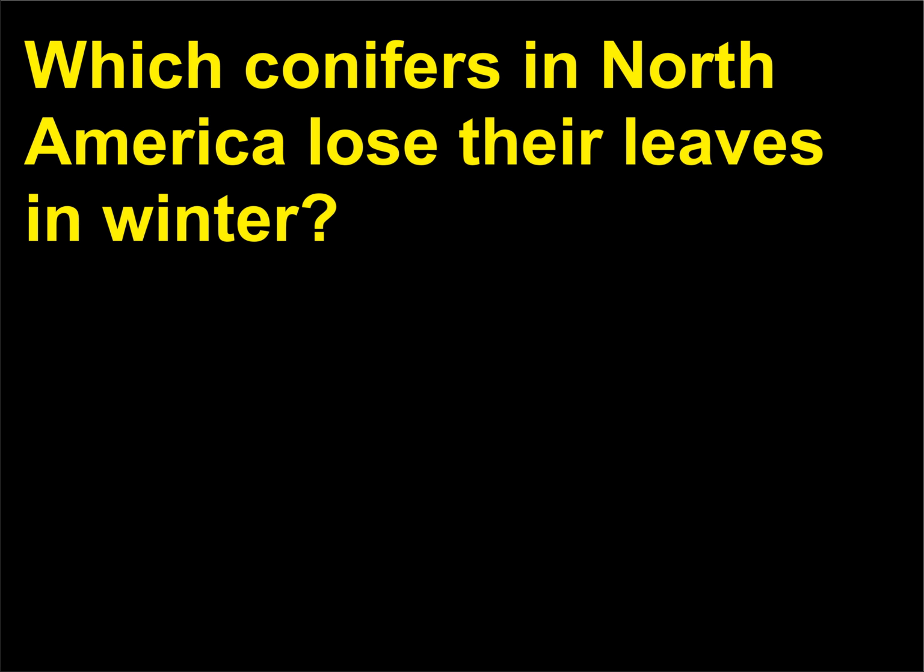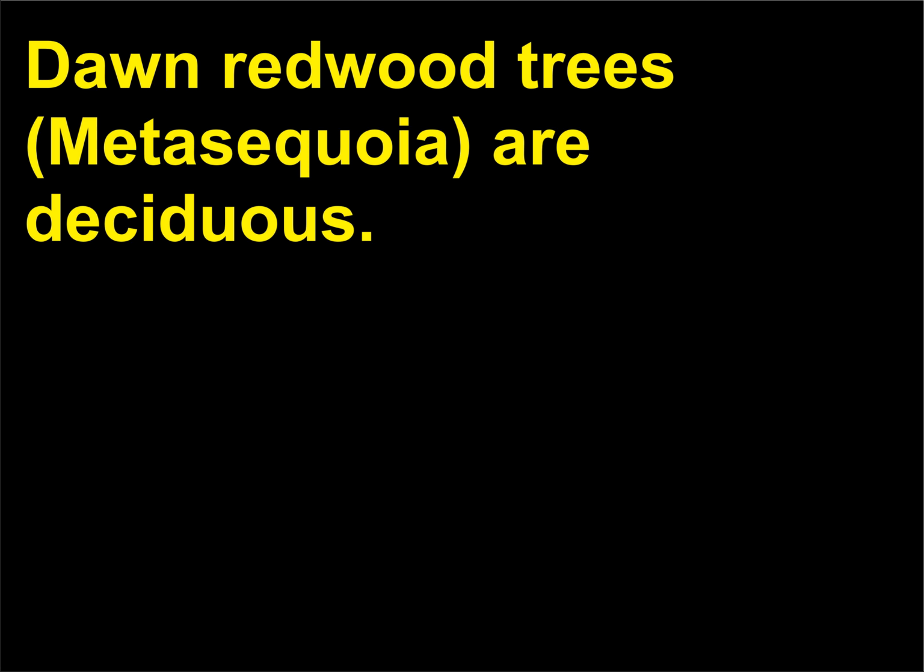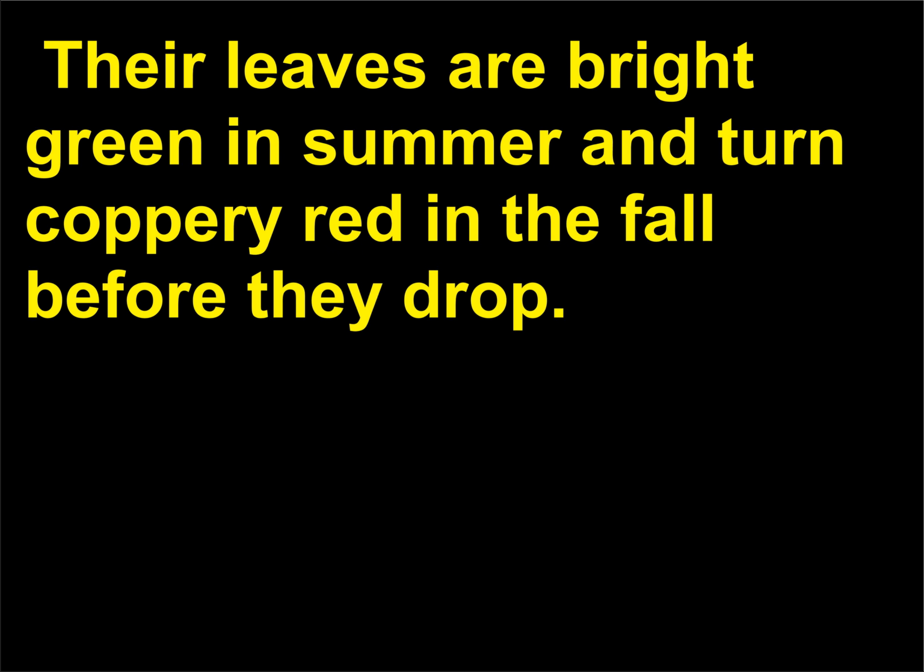Which conifers in North America lose their leaves in winter? Dawn redwood trees, Metasequoia, are deciduous. Their leaves are bright green in summer and turn coppery red in the fall before they drop.